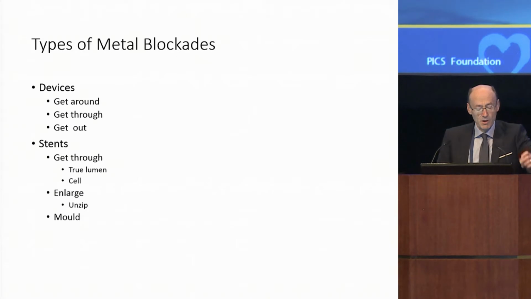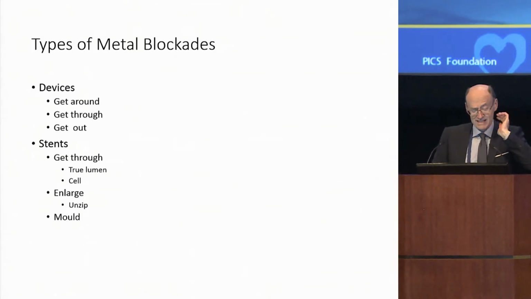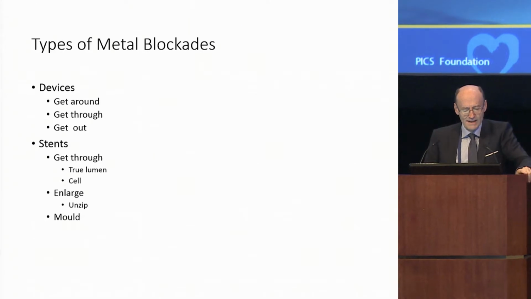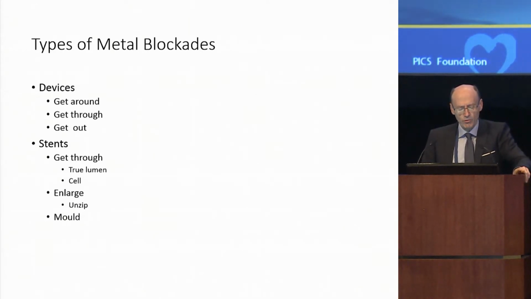Disclosures. So I guess you could classify them as things that may be devices or stents, and we could think about getting around, through or out devices. And for stents, getting through them either through the through lumen or the cell, maybe enlarging them by unzipping or molding them.